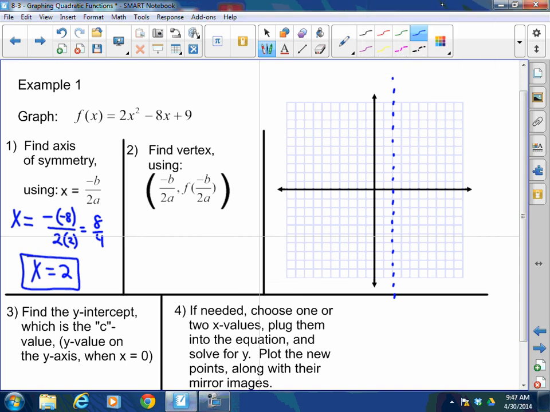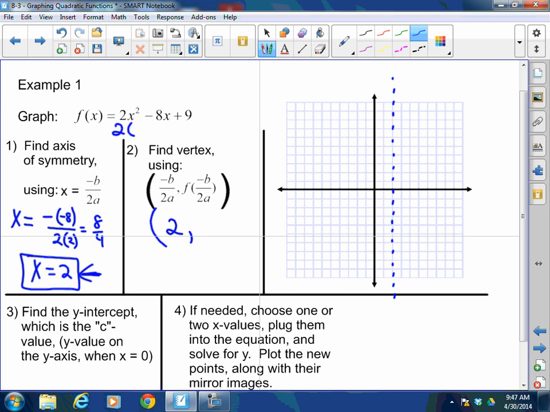Now that you have your axis of symmetry, x equals 2, you graphed the axis of symmetry here with the dashed line because it's invisible. Now we're going to find the vertex. So you're going to plug in the negative b over 2a, which is the axis of symmetry, which is 2. You already found that over here, okay? Now plug it in. Plug that 2 in to the function and find your f of negative b over 2a, or in other words, your y value.